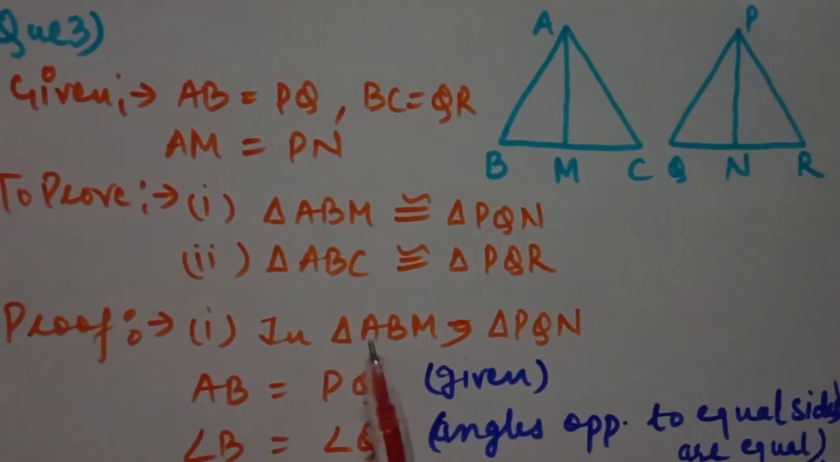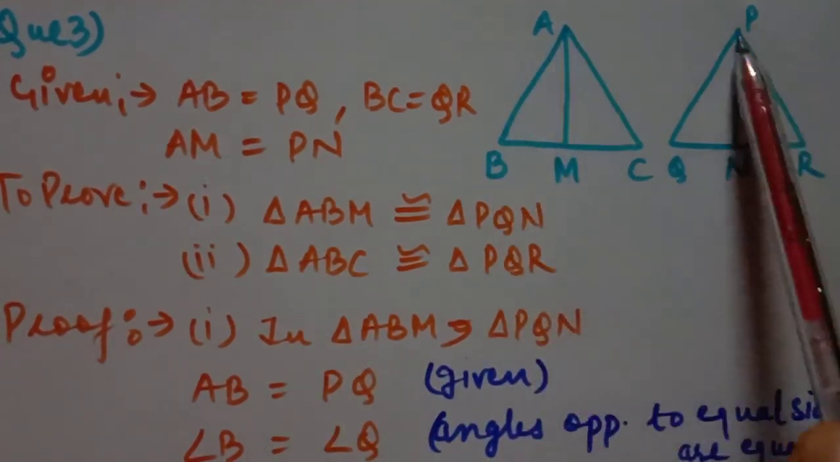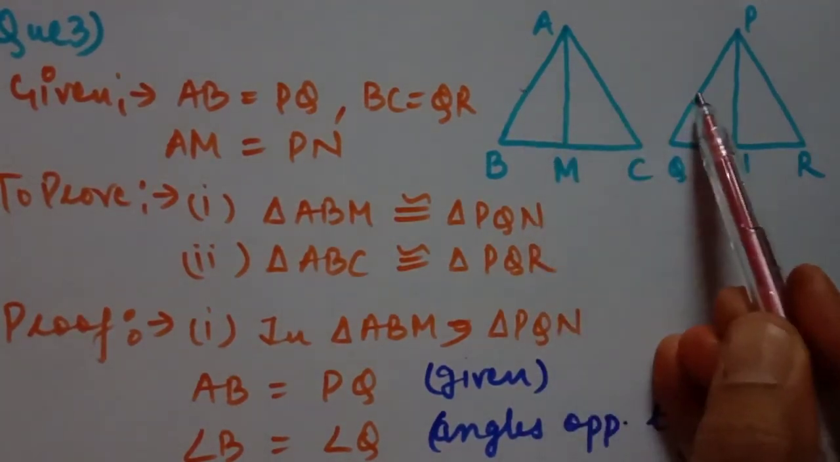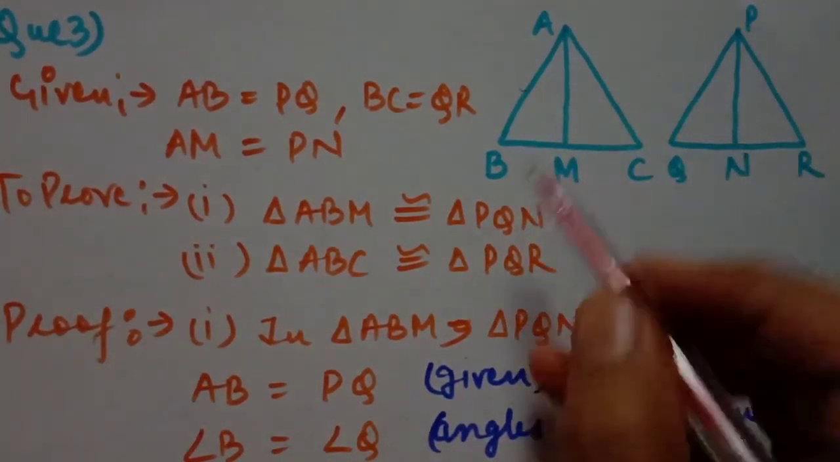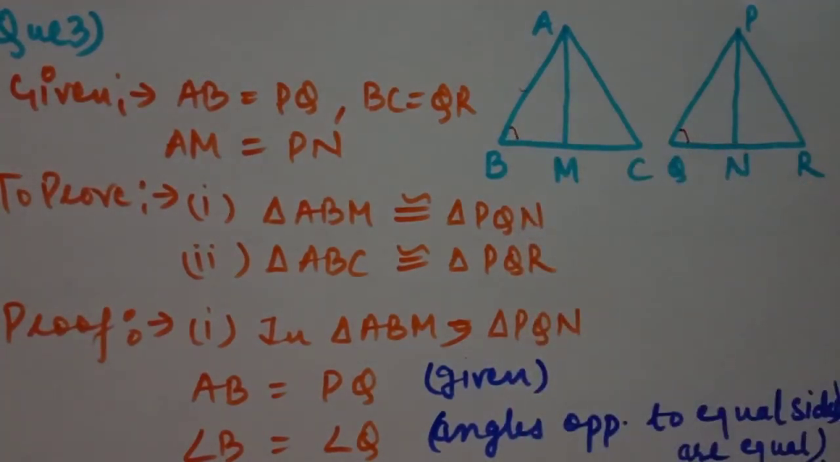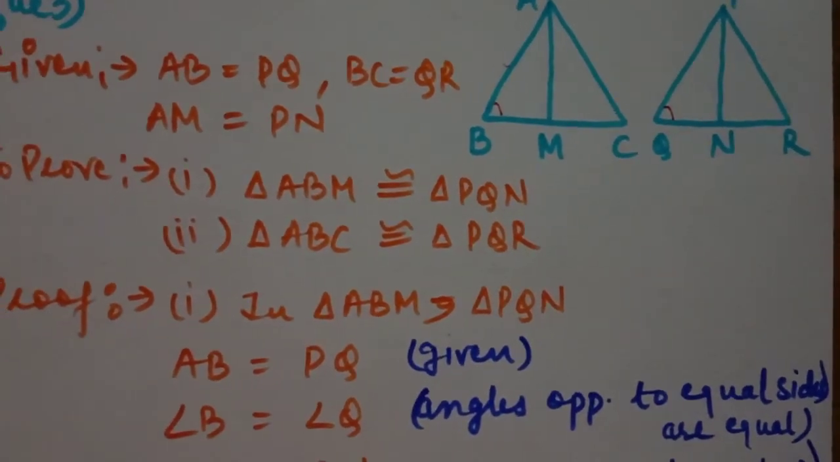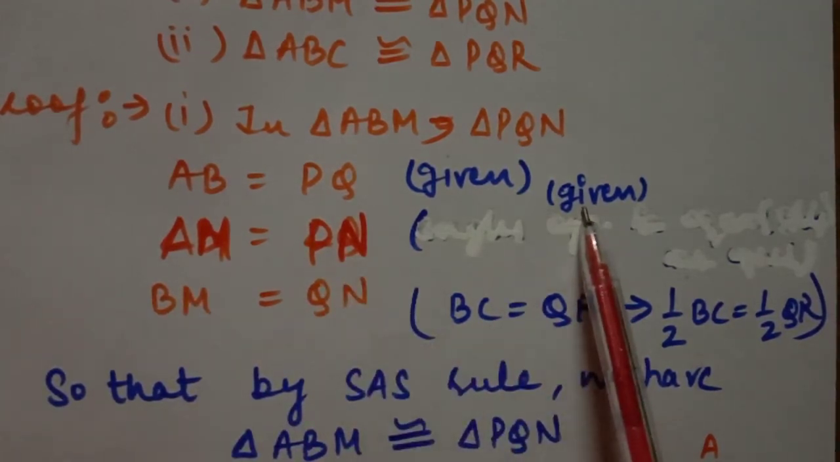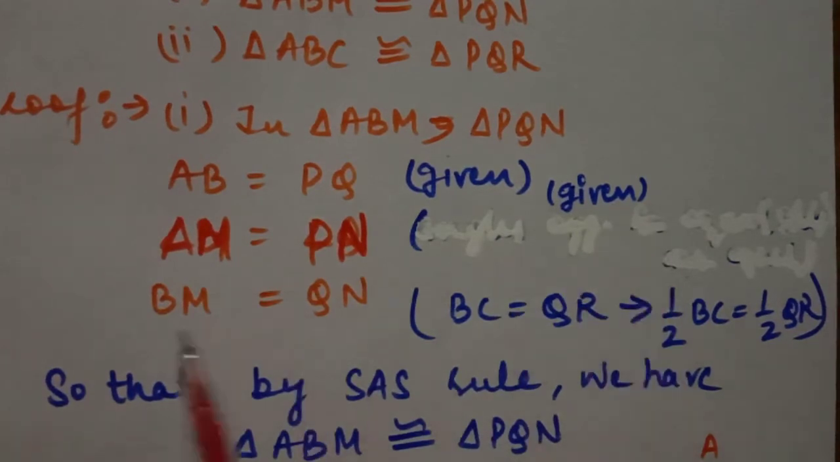So in the first part we have triangle ABM and triangle PQN. Now we need 3 elements. First, AB is equal to PQ. It is already given. And angle B and angle Q are already equal to each other. Why? Because we know very well that angles opposite to equal sides are equal. So AB is equal to PQ, it is given. AM and PN are also equal to each other. It is given that medians are equal. BM and QN are equal to each other.